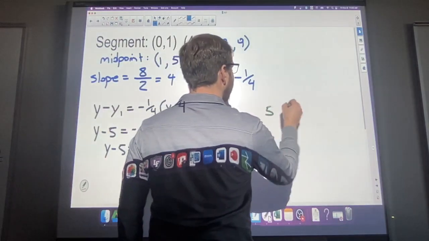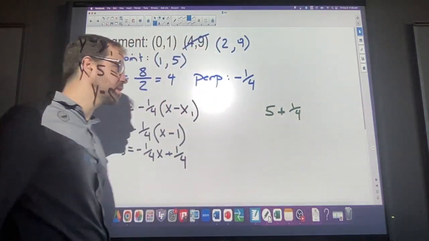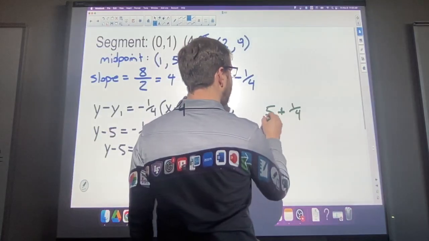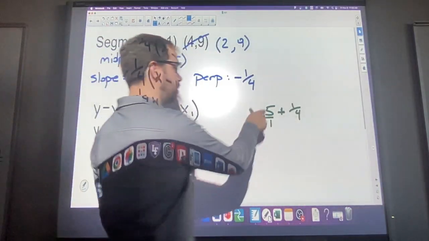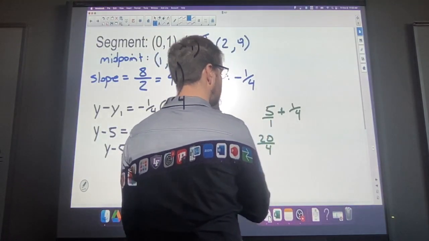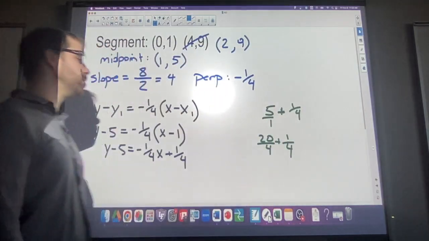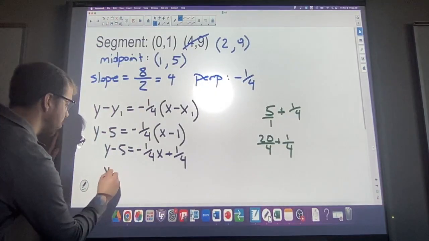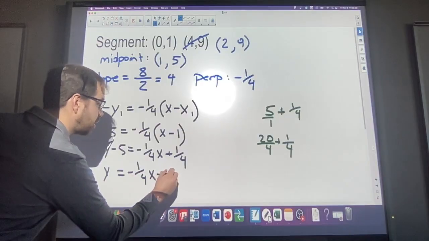Okay, so I got to do 5 plus 1/4. I don't want you to just type this in your calculator or do a decimal. You can, but I want you to get in the habit of using fractions. So this is really 5 over 1. I need a common denominator of 4, so I'm going to multiply the top and bottom by 4. So it'll be 20/4 plus 1/4, and I get 21/4. So my final answer will be y equals negative 1/4 x plus 21/4.